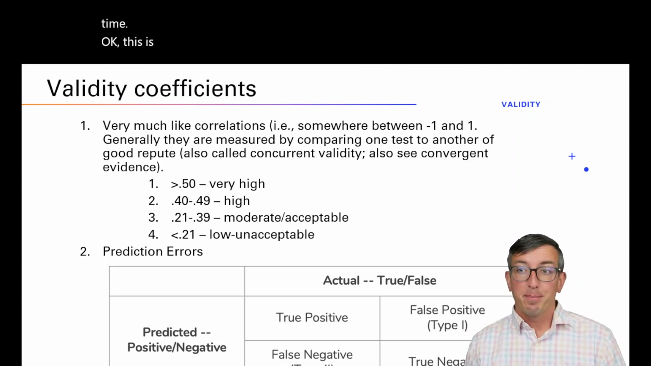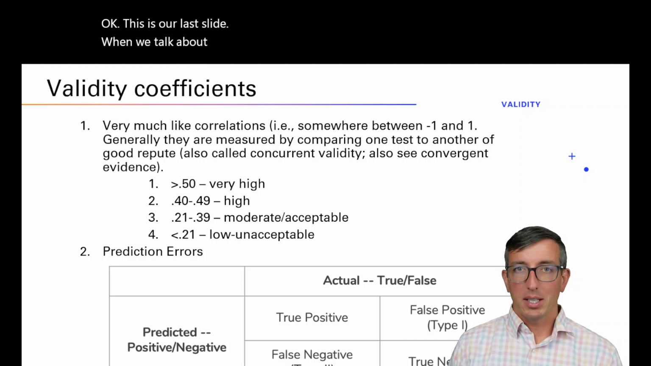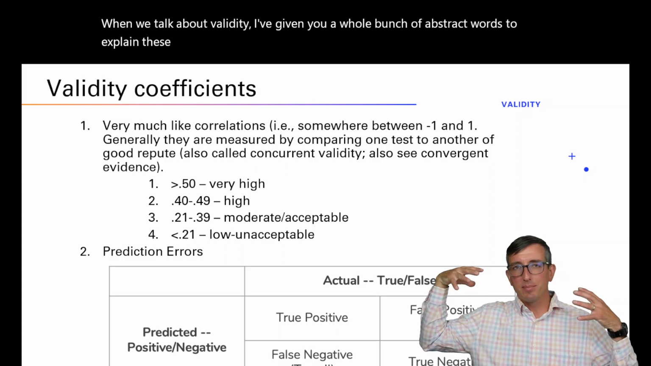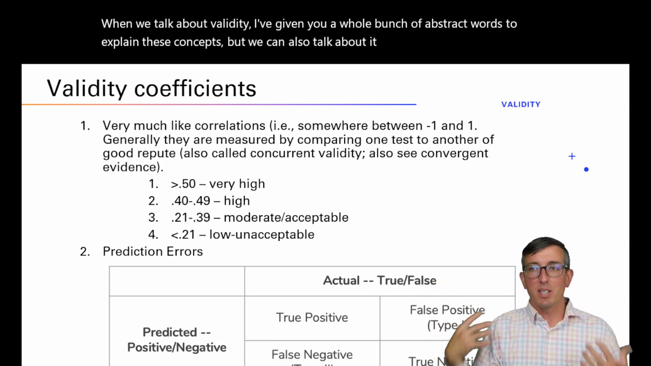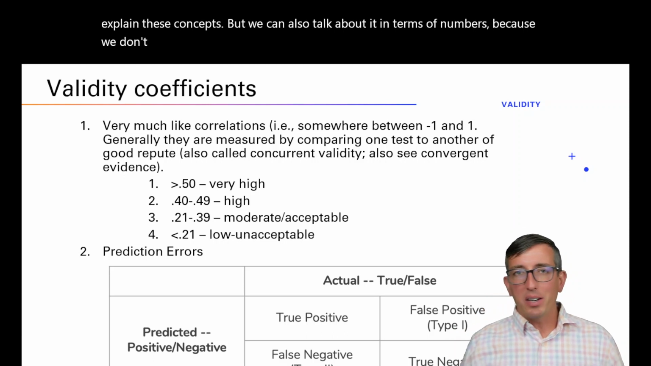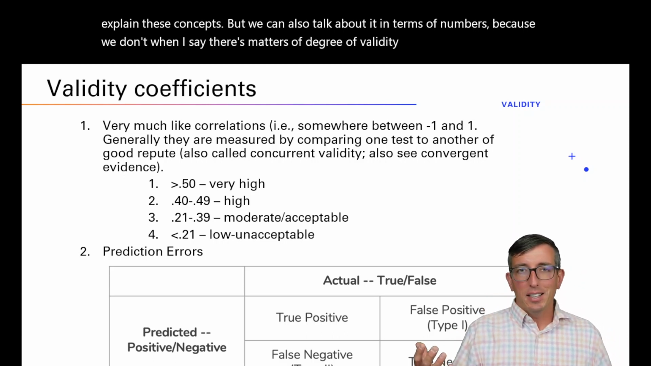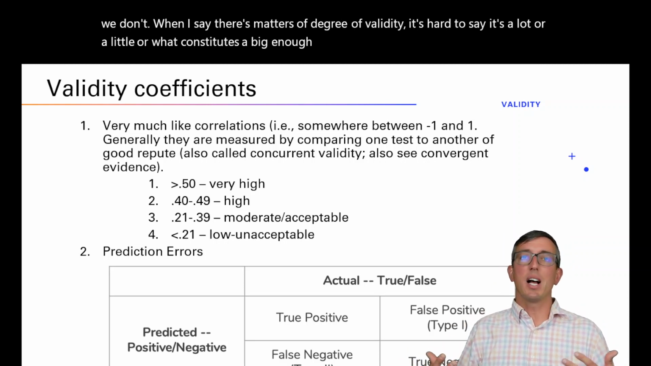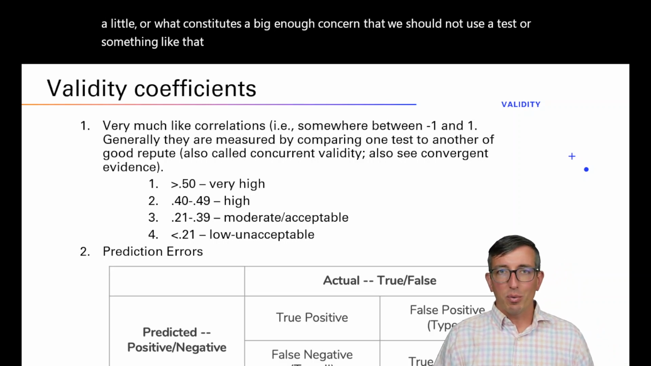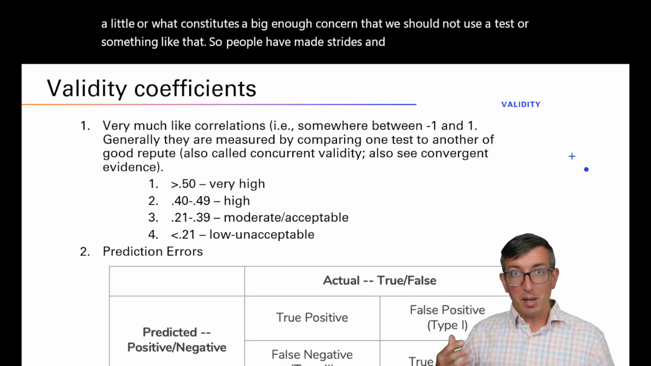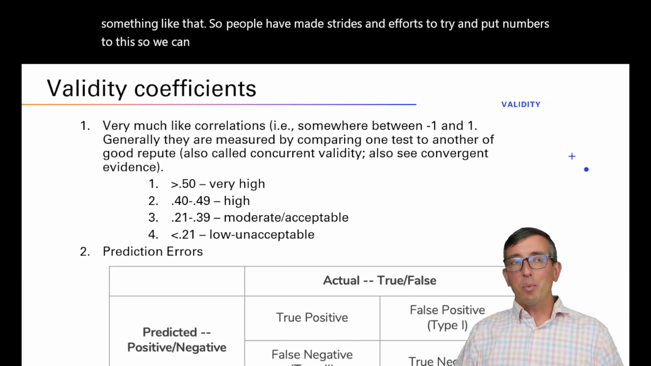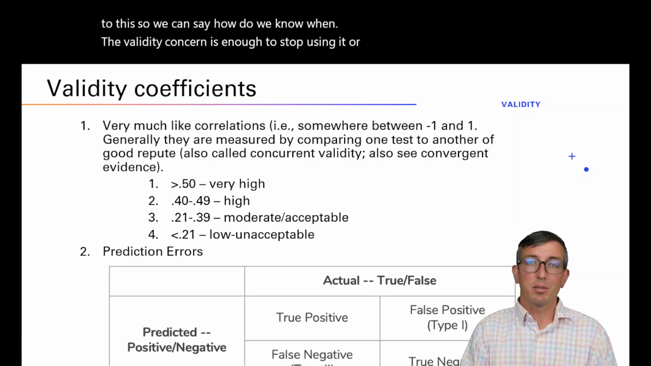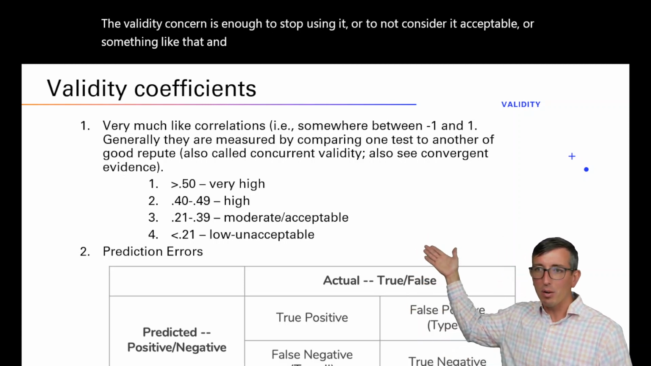Okay, this is our last slide. When we talk about validity, I've given you a whole bunch of abstract words to explain these concepts. But we can also talk about it in terms of numbers, because when I say there are degrees of validity, it's hard to say it's a lot or a little, or what constitutes a big enough concern that we should not use a test. So people have made efforts to put numbers to this, so we can say how we know when the validity concern is enough to stop using it or not consider it acceptable. And here's how that has turned out.